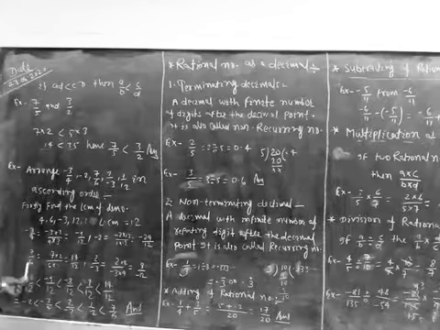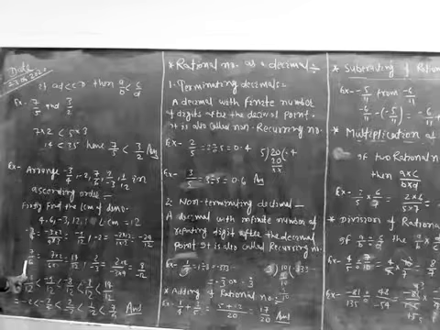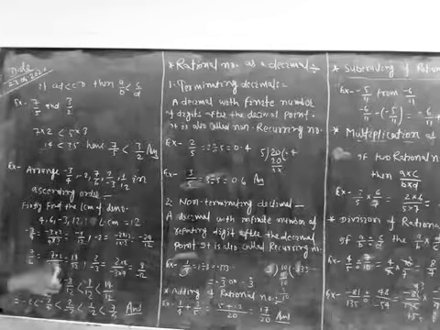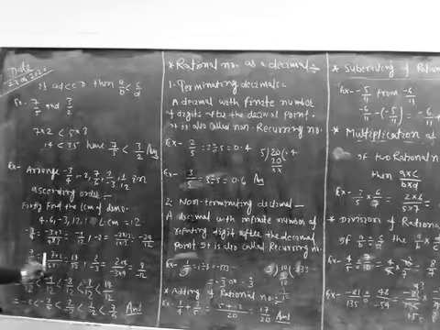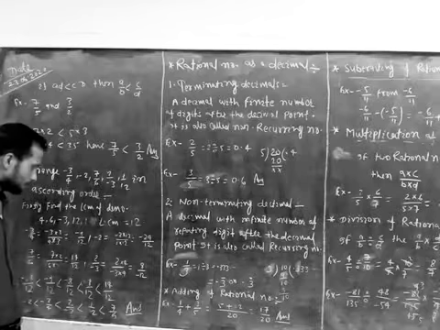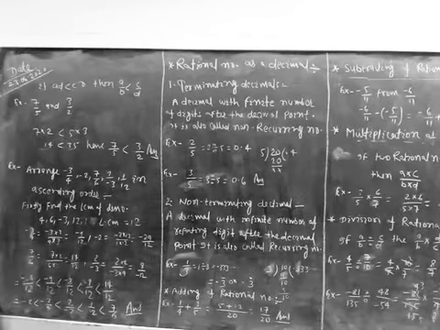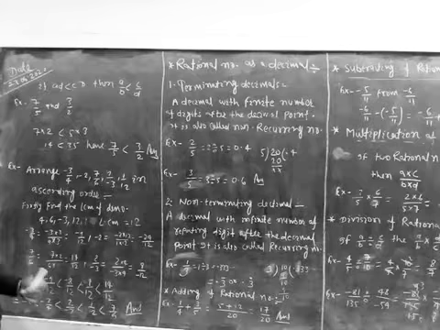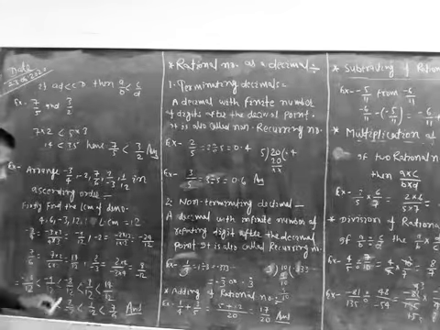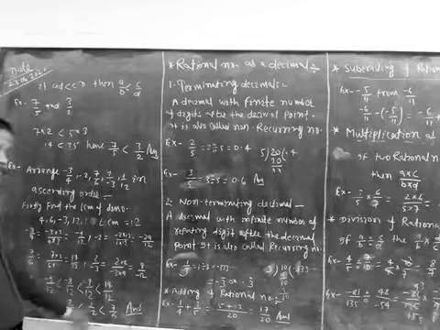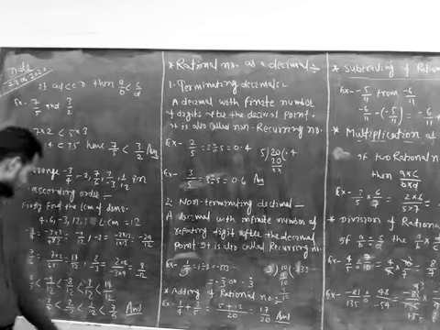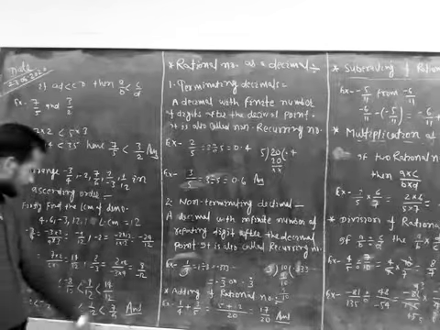Next, 7/6. When 6 is multiplied by 2, it converts into 12, hence 7 is also multiplied by 2. 7 into 2 over 6 into 2 is 14/12. Next, 2/-3: when 3 is multiplied by 4 and also 2 is multiplied by 4, it is converted into 8/-12. And 1/2 is 6/12.